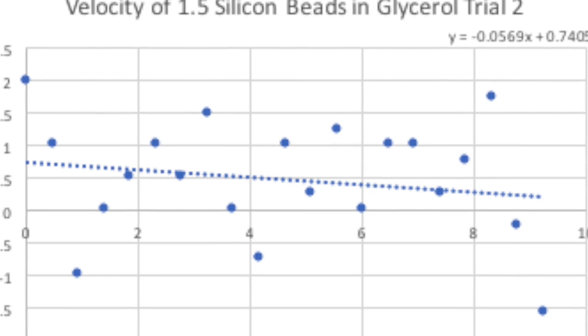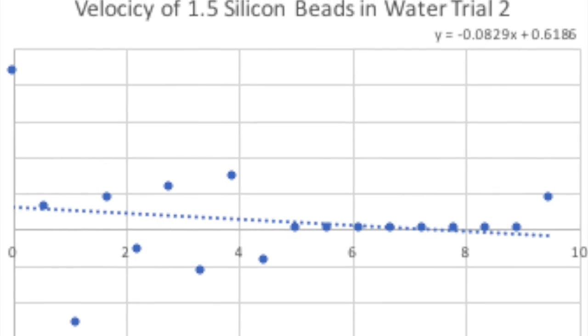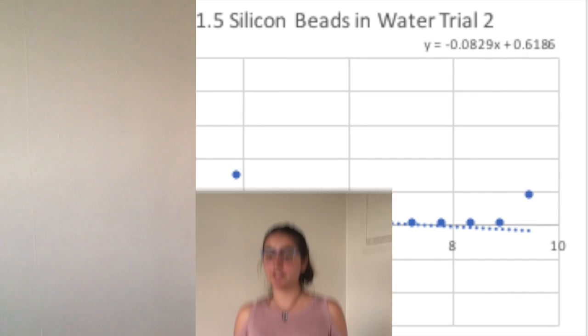What we found was that the velocity of water in trial 1, which had a speed of 0.1882 meters per second, was faster than glycerol trial 1, which had a value of 0.1868 meters per second for its speed. Trial 2 showed that silicon beads in water had a speed of 0.0829 meters per second, while silicon beads in glycerol trial 2 had a speed of 0.0569 meters per second.